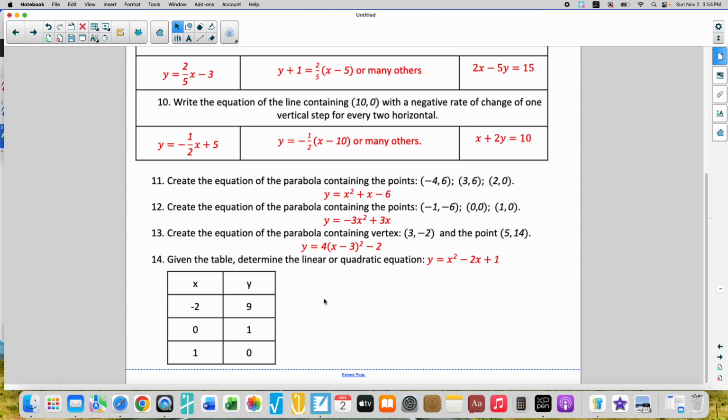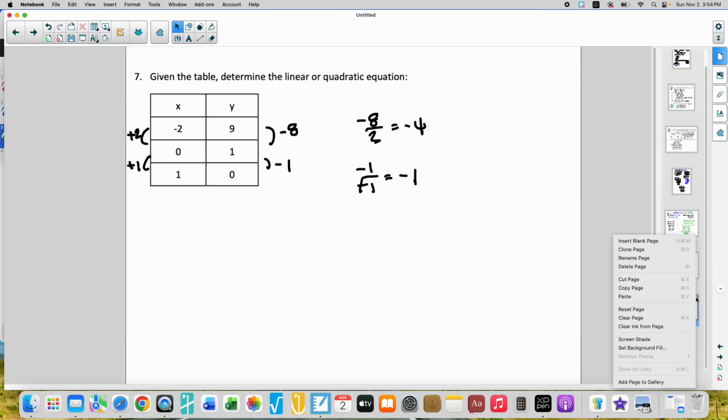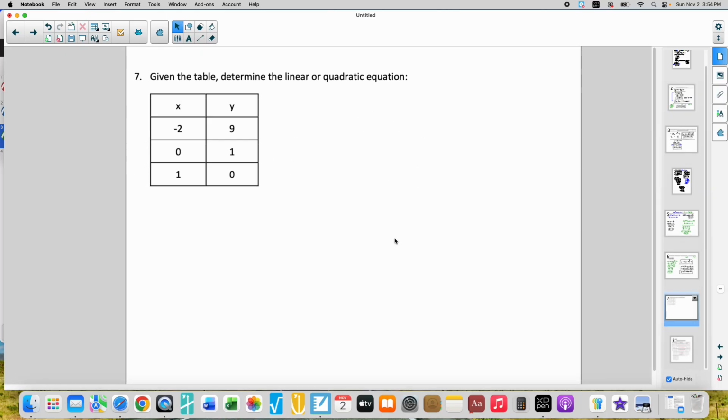Oh, maybe this is to this. Yikes. Okay. Given the table, determine the linear. Oh, determine it. Sorry. I thought I said determine whether. Duh. Sorry. Okay. So we're not done. We gotta do that same form that we did before. Sorry. It is a quadratic, and it is not linear. So let's erase that ink. Clear ink. All right, let's make our equations again.